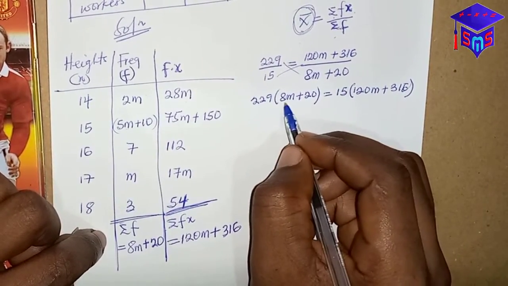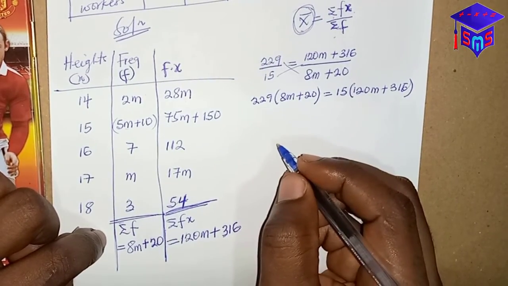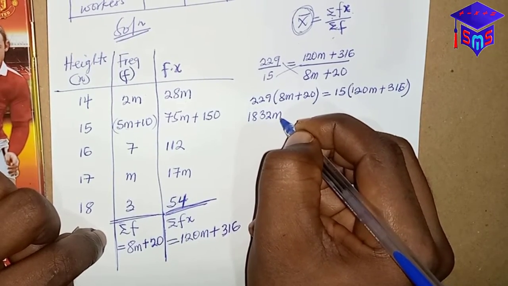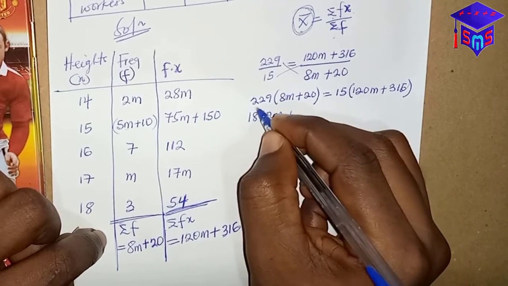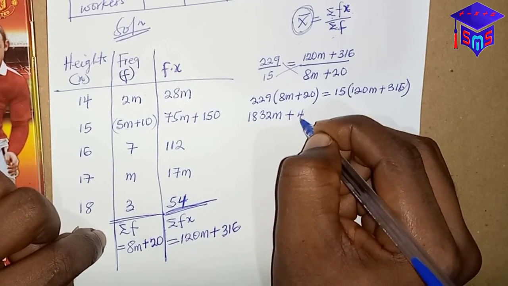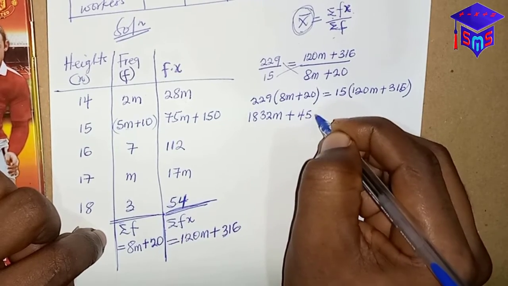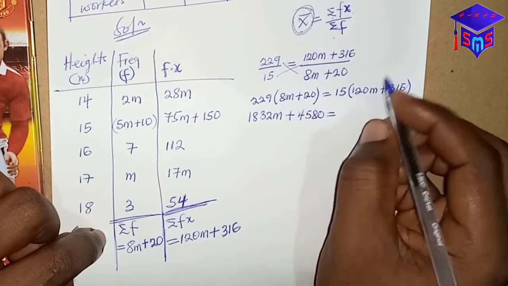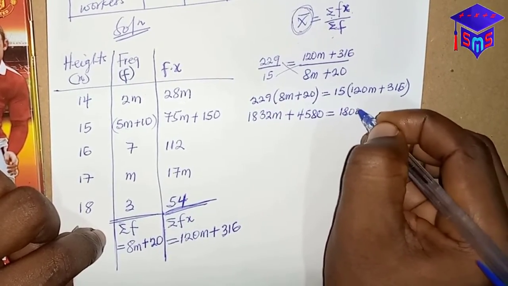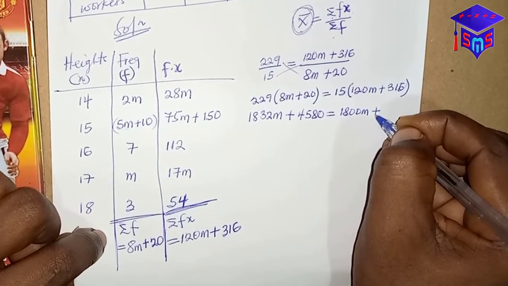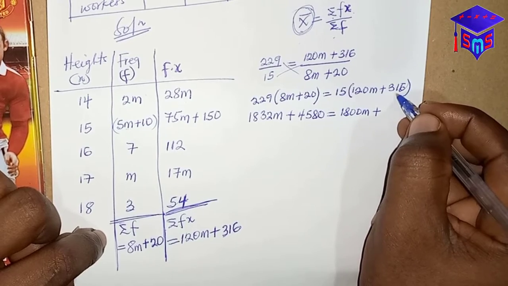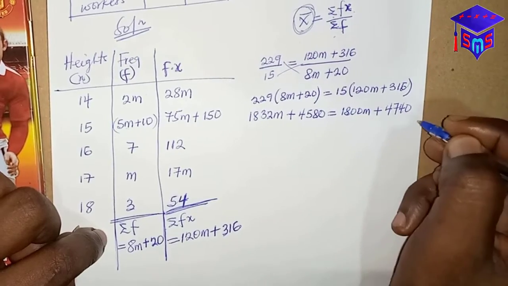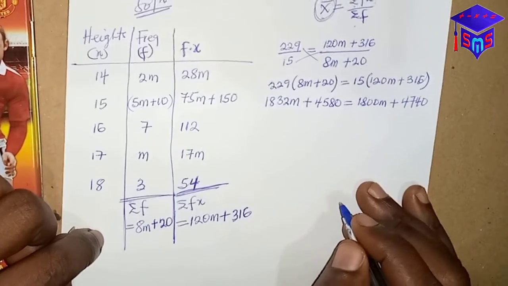So if 229 multiplies 8m, then you can use your calculator for this. You'd have 1832m. Okay, then plus, if 229 multiplies 20, I suppose you'll be getting 4580, and this will be equal to 15 times 120m, which should be giving us 1800m, plus 15 multiplies 316, that should be giving us 4740. Right, now we group terms, then we simplify.